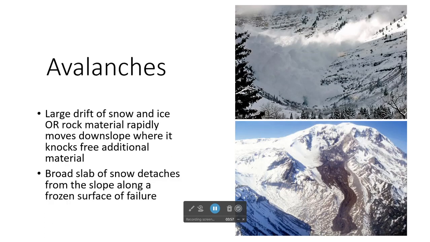And then finally we have avalanches, and so avalanches are large drifts of snow and ice, but sometimes can also be made of rock material that rapidly moves down slope where it knocks free additional material. In other words, it's basically a broad slab of snow and ice that detaches from the slope along a frozen surface of failure. So there's some sort of frozen surface that causes fresh new snow to slip off of it. And so these are pictured in the two images on the right.